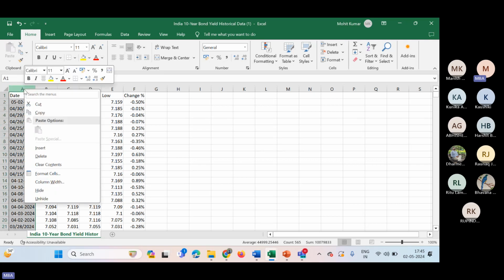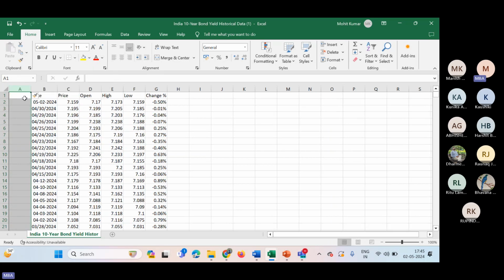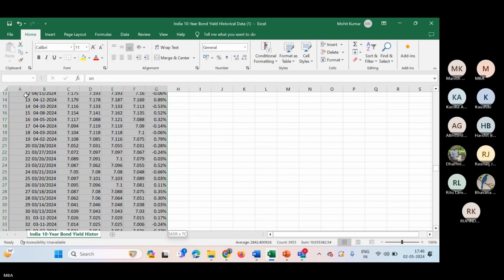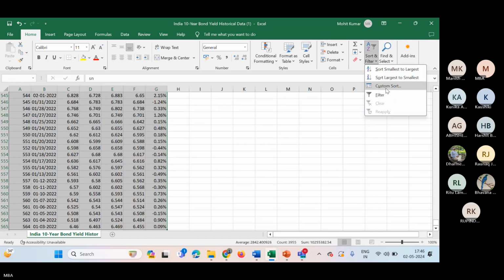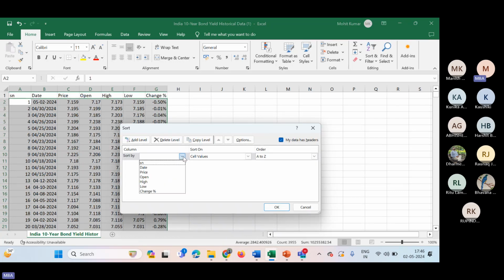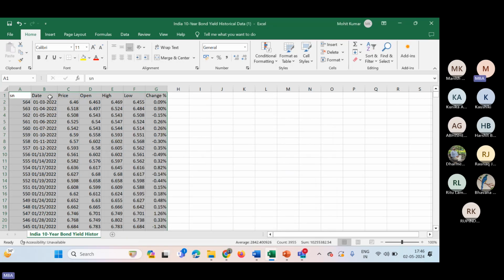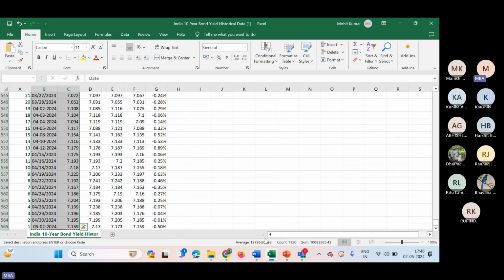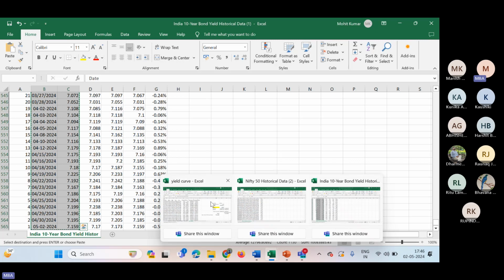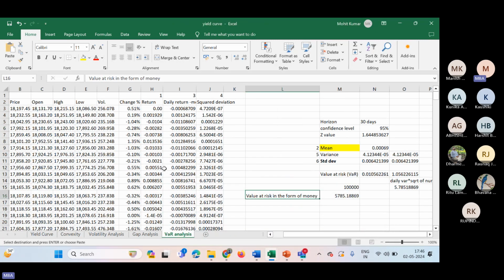Same steps, boring. Sometimes when you download it from BSE, they will give you the data in the required format. Here it is smallest to largest, and I want largest to smallest. Anyway, we are interested in these two values only. Take these here and go with your yield curve VAR analysis model.